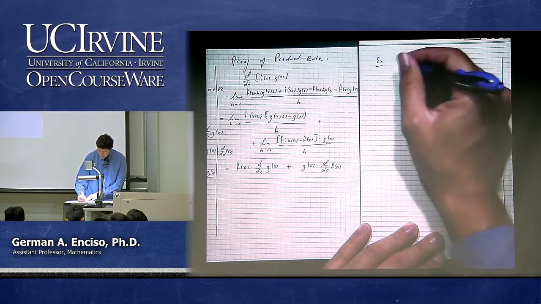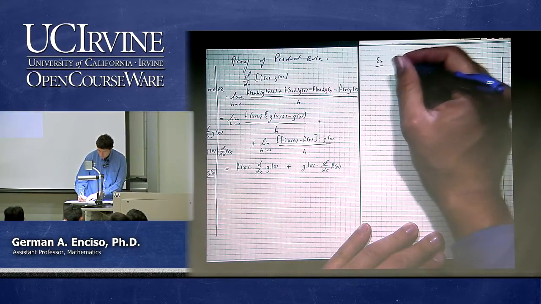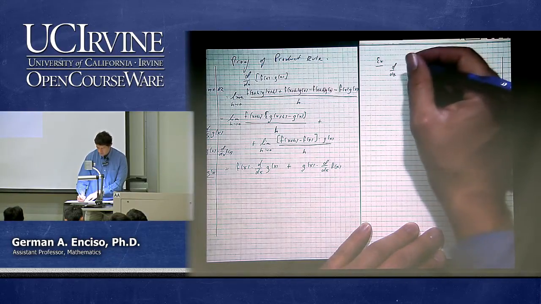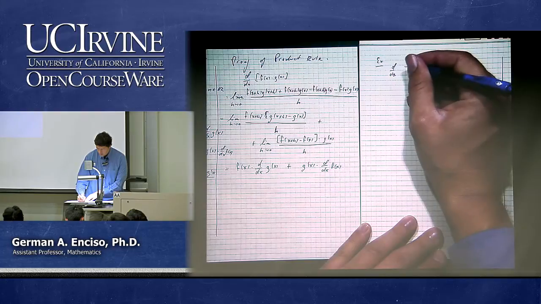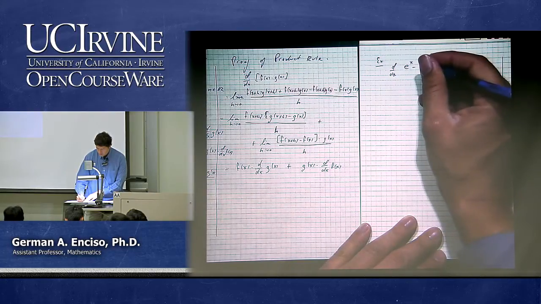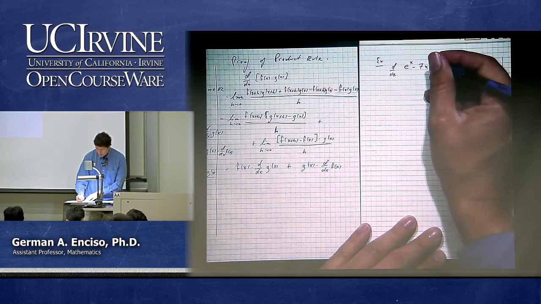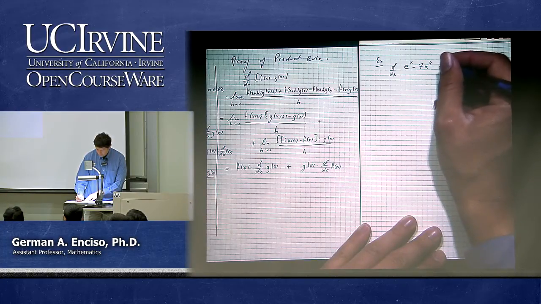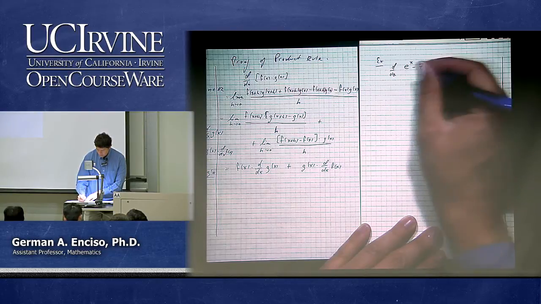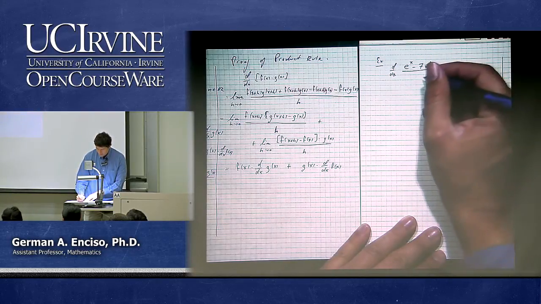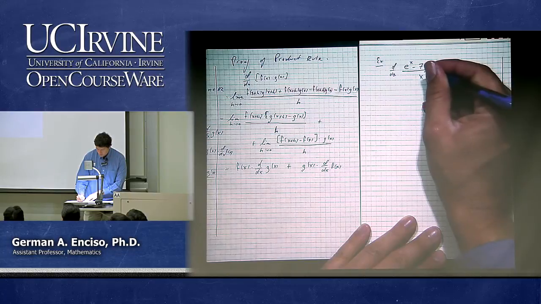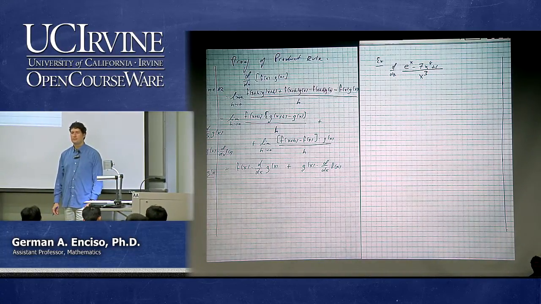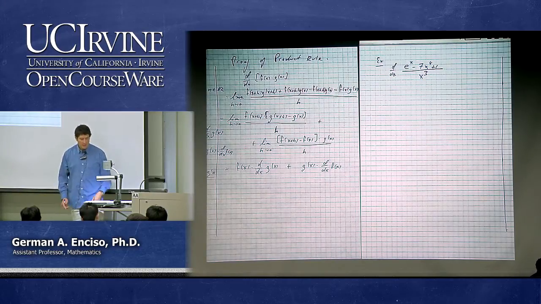So for example, the derivative of, let's see, e to the x minus 7x to the 4 plus 1, divided by x to the 3. Okay, it looks like a quotient rule, but by now you know better, right?